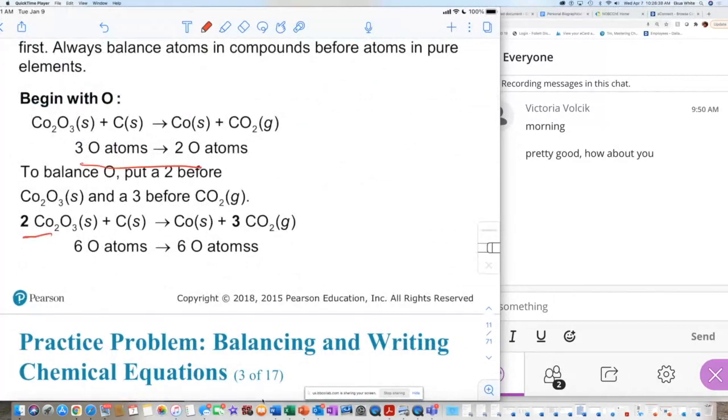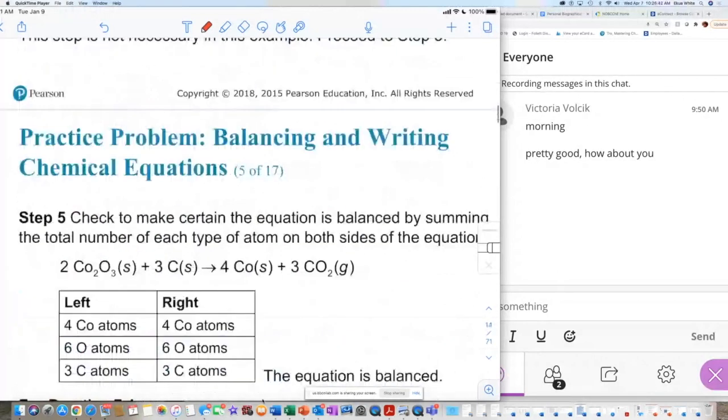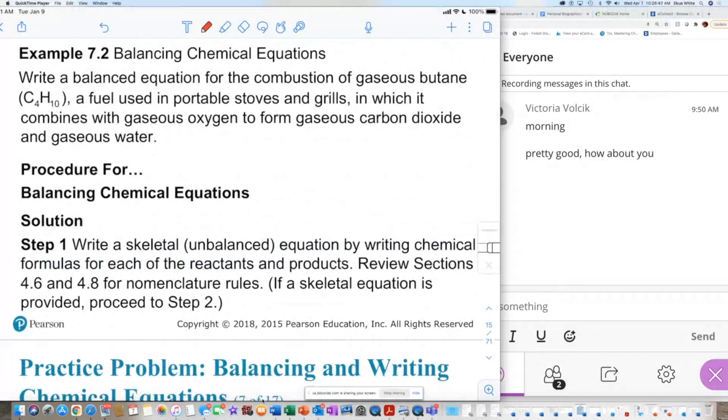Yeah, they start with the oxygens first and then move on. And then so many pages later, they got the answer.